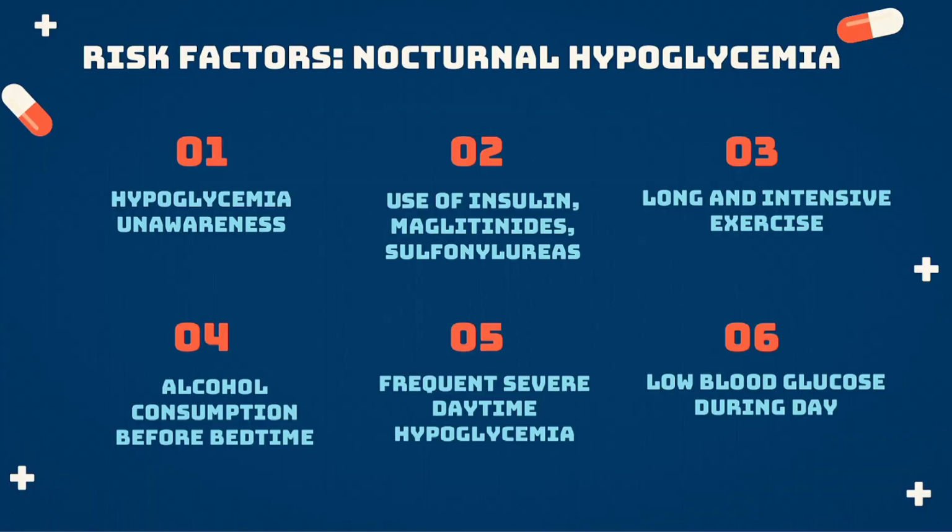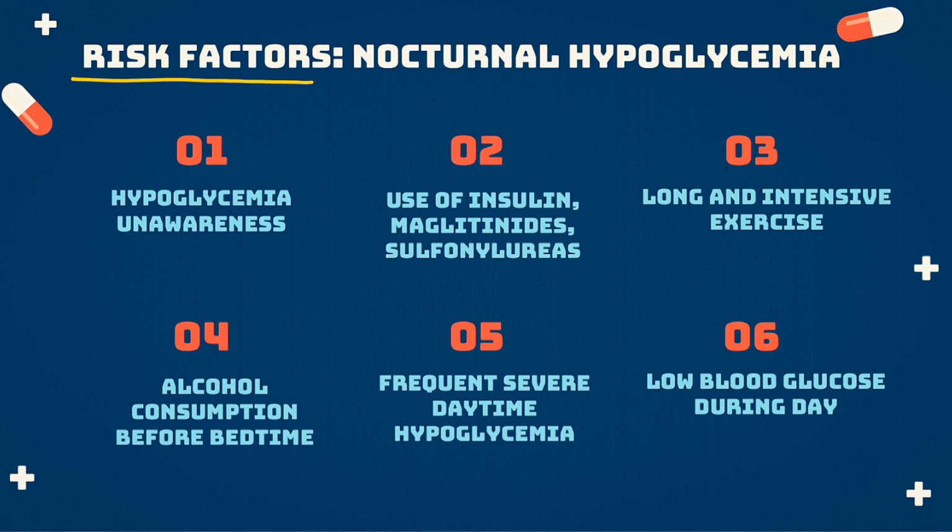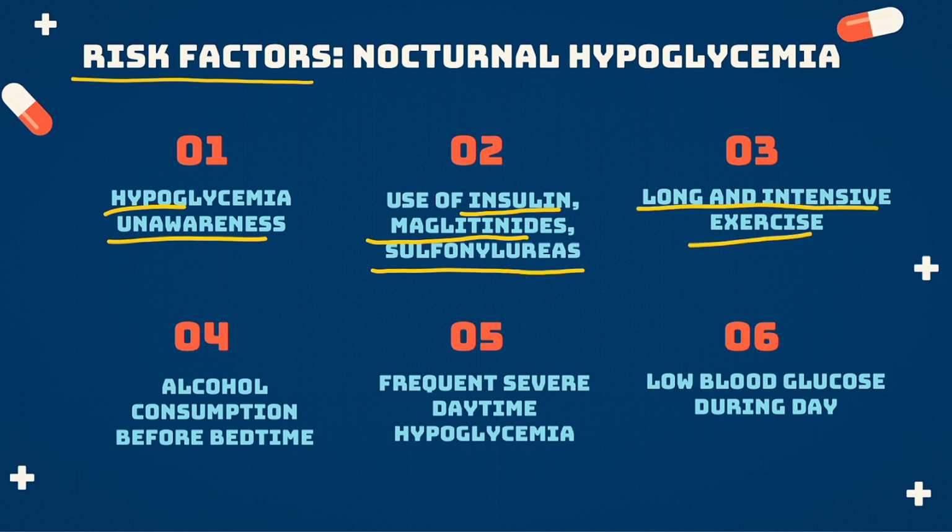Let's see what the risk factors are for development of nocturnal hypoglycemia. The first one is hypoglycemia unawareness, meaning the person is having hypoglycemia but is unaware of it, and also doesn't show any symptoms. If any person uses insulin, meglitinides or sulfonylureas, nocturnal hypoglycemia is very common. If anybody does long and intensive exercise, nocturnal hypoglycemia is also very prevalent. The fourth one, which we have already discussed, is alcohol consumption before bedtime or in the evening.